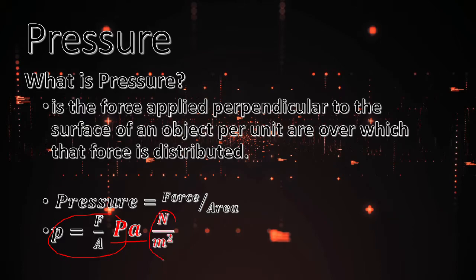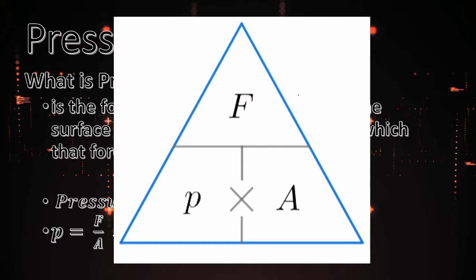Newton per meter squared, or kilogram per meter second squared. This is a triangle for pressure. This is very useful to get the formula of each variable.